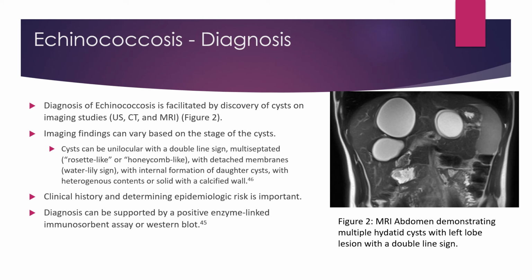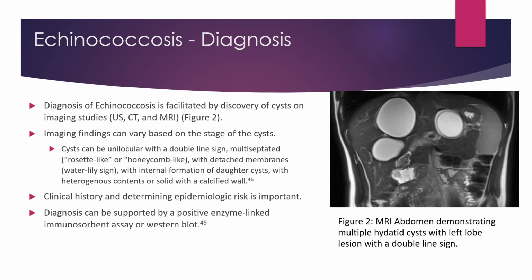So, diagnosis by imaging. This is actually a picture of a patient that we saw at Northwell that had very extensive disease. This is an MRI of the abdomen demonstrating multiple cysts, with the left lobe lesion demonstrating what's called a double line sign. Imaging findings do vary based on the stage or actual age of the cysts.